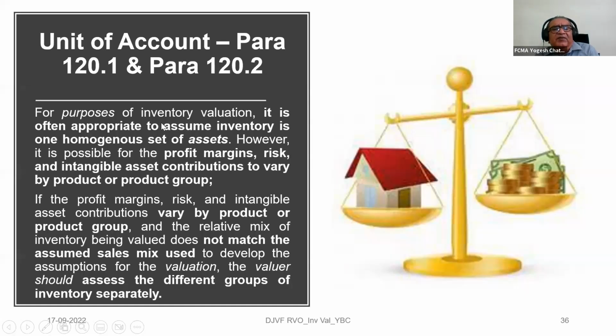Unit of account, again very important. For purpose of inventory valuation, it is often appropriate to assume inventory is one homogeneous set of asset. However, it is possible for profit margins, risk and intangible asset contribution to vary by product or product group. So if the profit margin, risk and intangible asset contribution vary by product or product group, and the relative mix of inventory being valued does not match the assumed sales mix used to develop the assumption for the valuation, the valuer should assess the different groups of inventory separately.